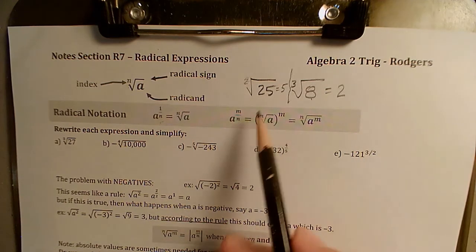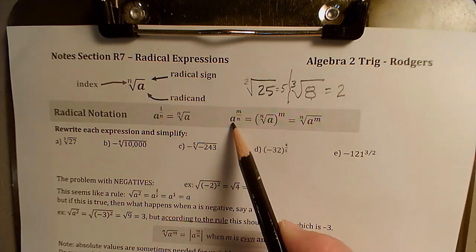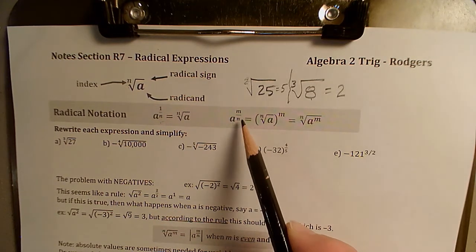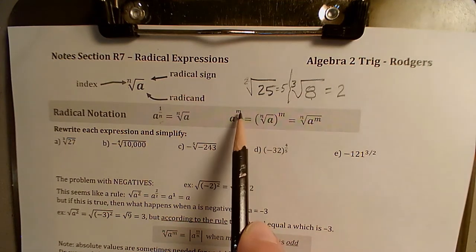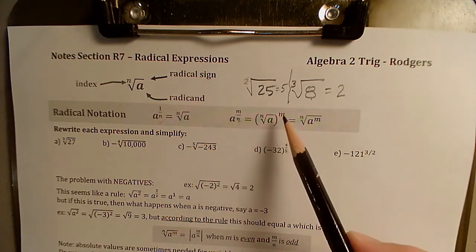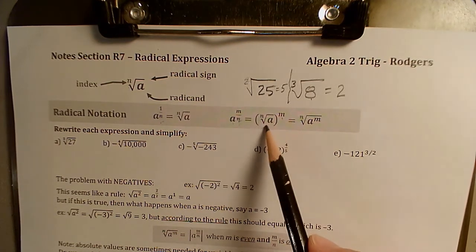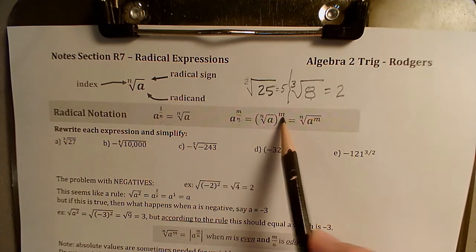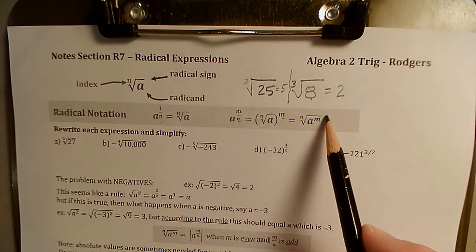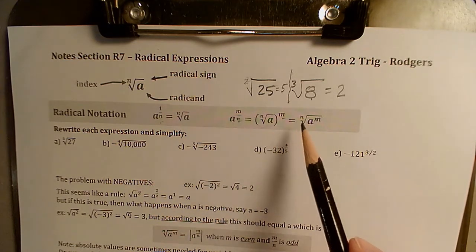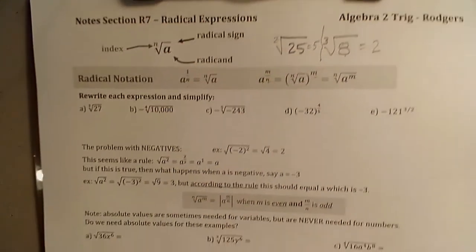And so more generally, if I have a raised to the following fraction, m over n, then the denominator of that exponent becomes the index, and the numerator of that fraction becomes the power. So sometimes we'll want to take the root first and then raise it to the power. Sometimes we'll want to raise to the power first and then take the root of it. Just depends on the situation and which one we do first. All right, let's look at some examples.